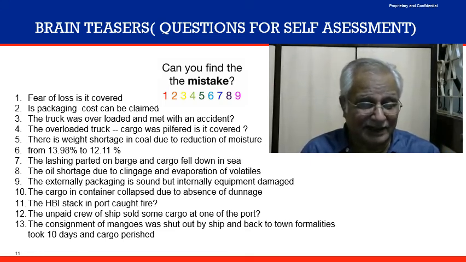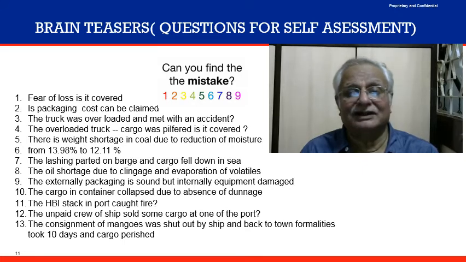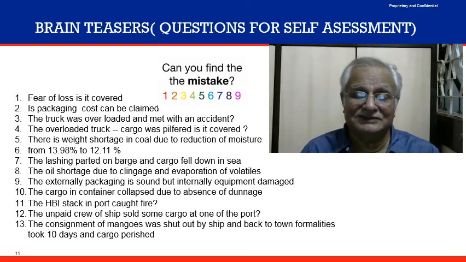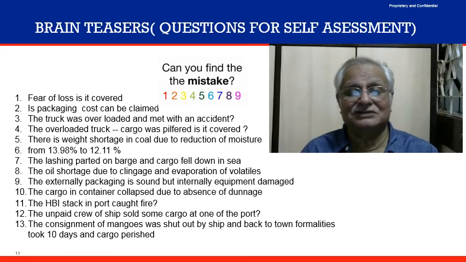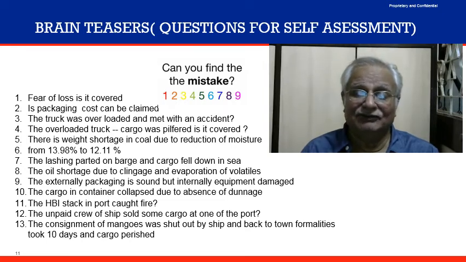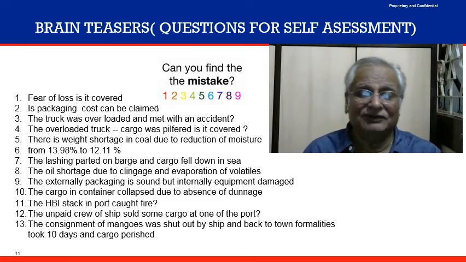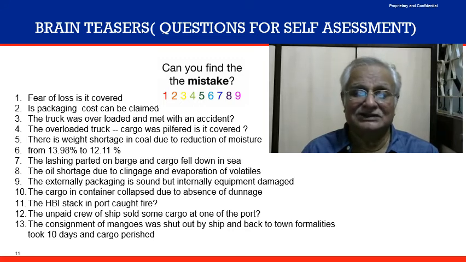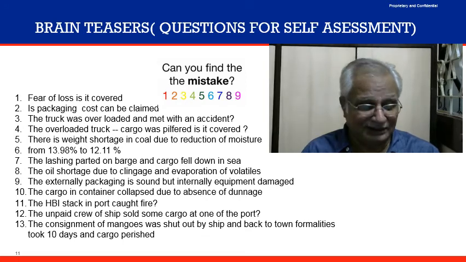The hot briquetted iron in port caught fire. Now, it is the HBI getting spontaneous combustion. It is the inherent nature of the cargo. HBI, sponge iron, coal, they can have spontaneous combustion. Now, if you have not given a special cover for spontaneous combustion, any losses attributed to fire because of spontaneous combustion will not be covered under the particular policy.